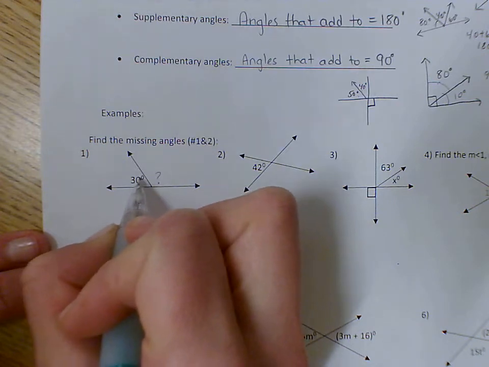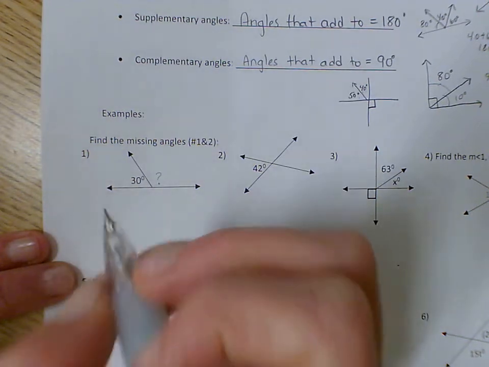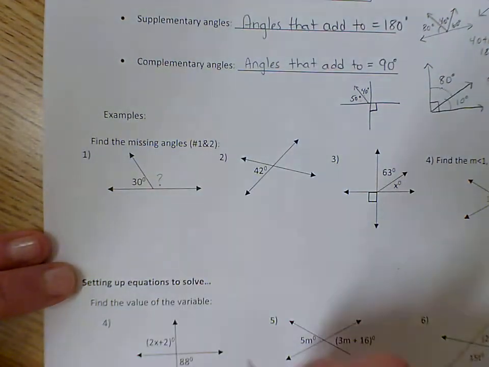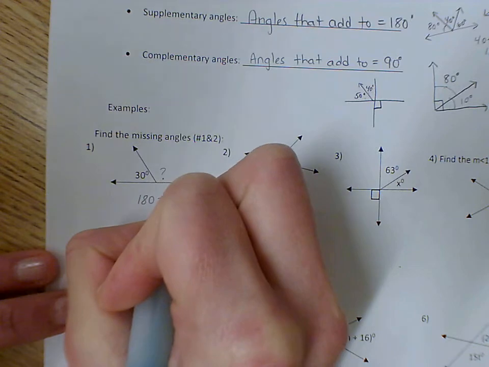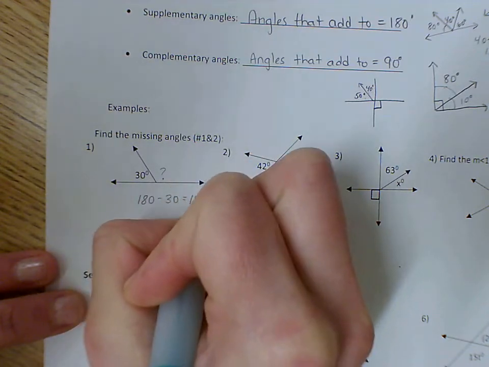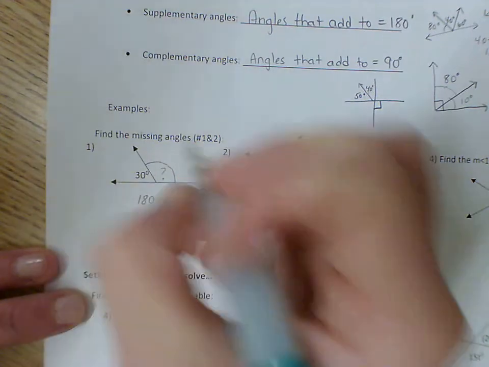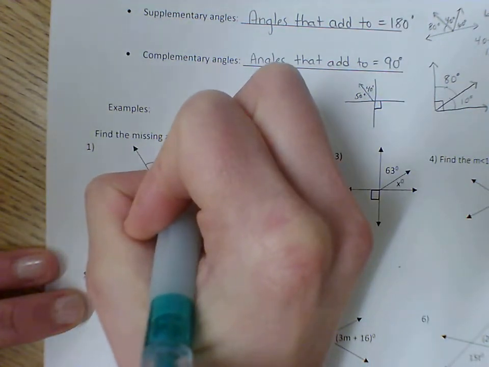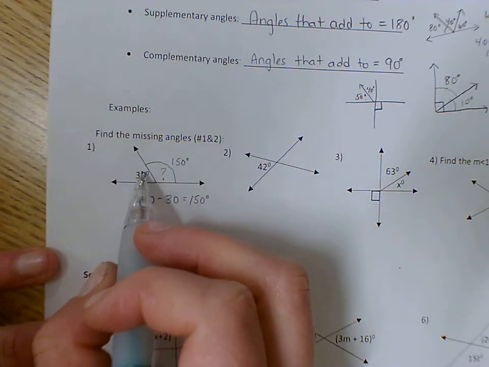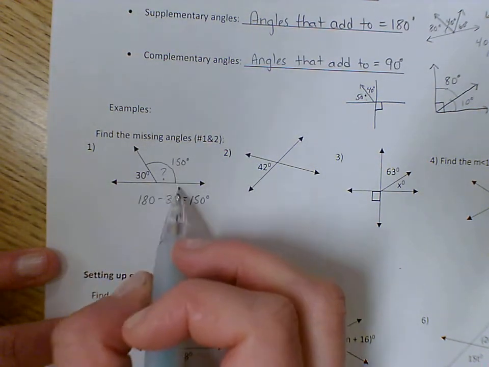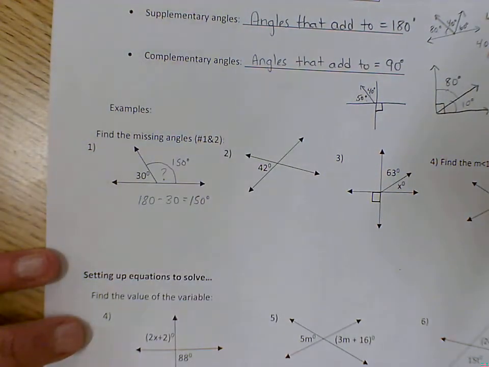Well, I could just get rid of this 30 degrees, and I'll be left with the measure of the angle that I'm missing. So if I take 180 and subtract that 30, I get 150. And so that would be this angle right here. So this angle is 150 degrees. Okay, and you can check it because these should add to be 180, and so that works. Okay, so we found that missing angle.